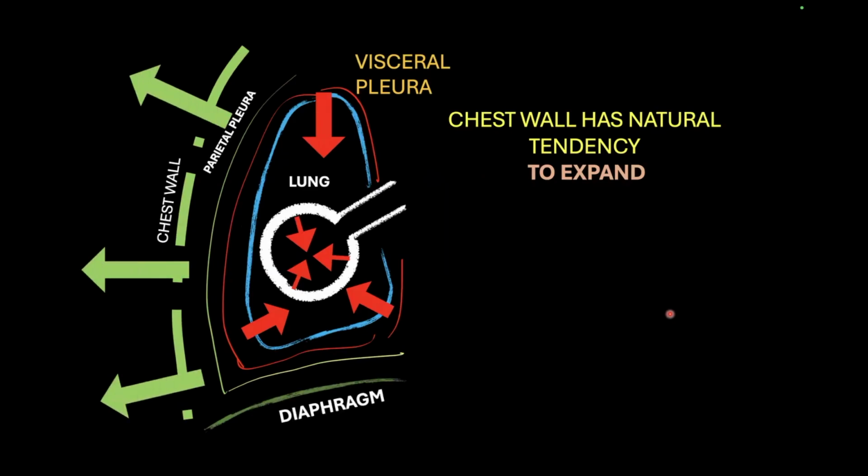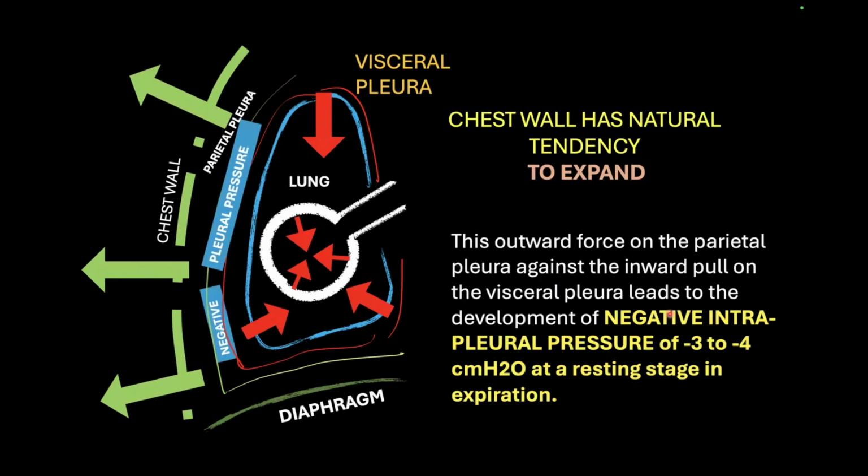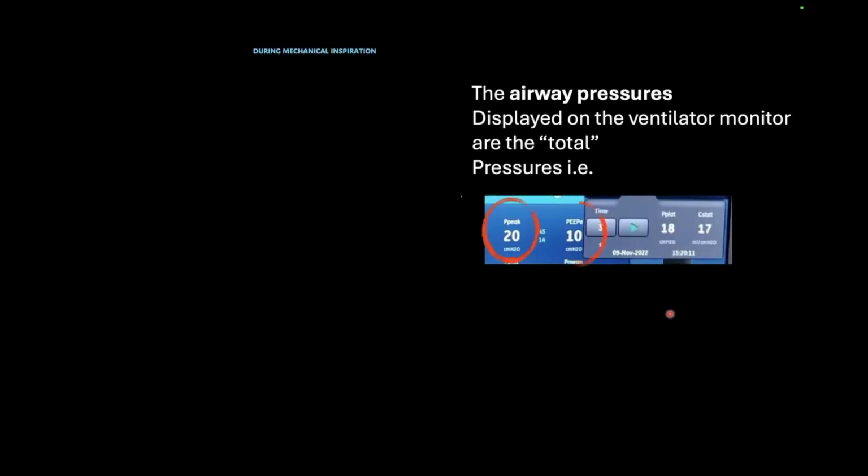The chest wall has a tendency to move out, and a negative pressure develops between the outwardly moving chest wall and the inwardly collapsing lung, leading to a negative intrapleural pressure of around -3 to -4 centimeters of water. Now, the pressure numbers we see on the ventilator screen, that is P peak of 20, or mean airway pressure of 10, or P plateau of 18 centimeters of water.